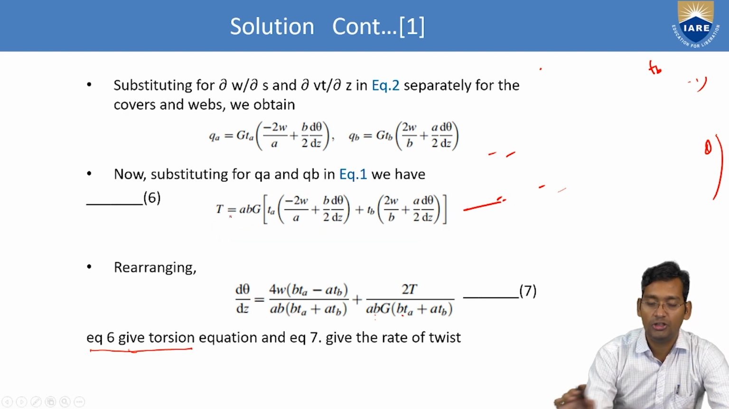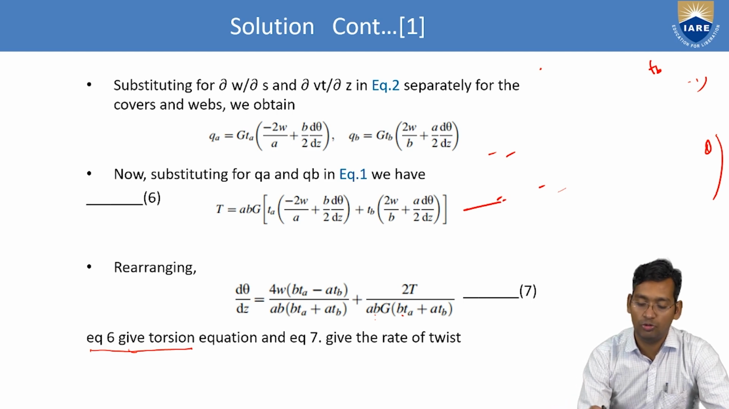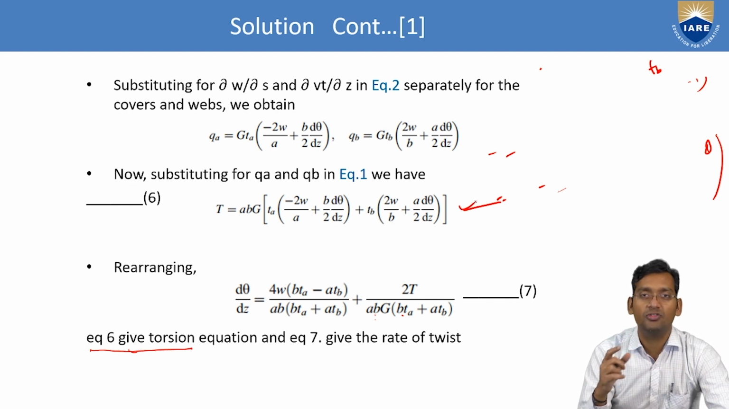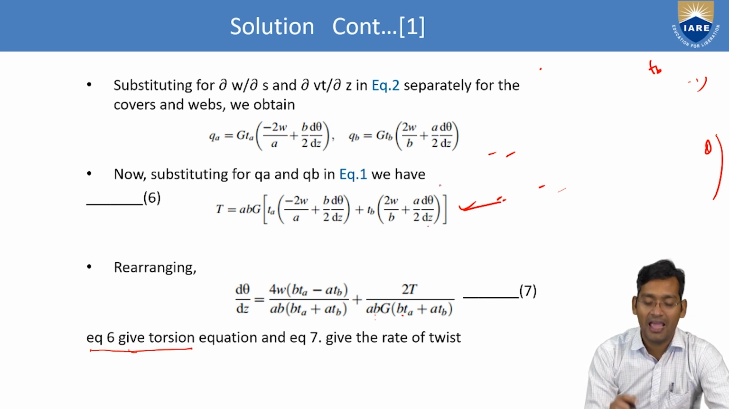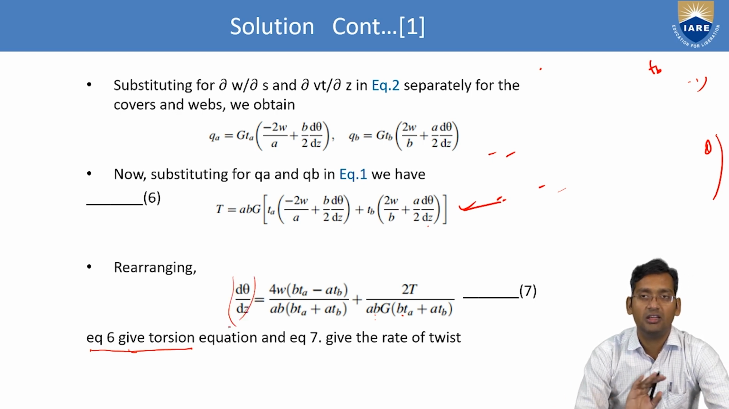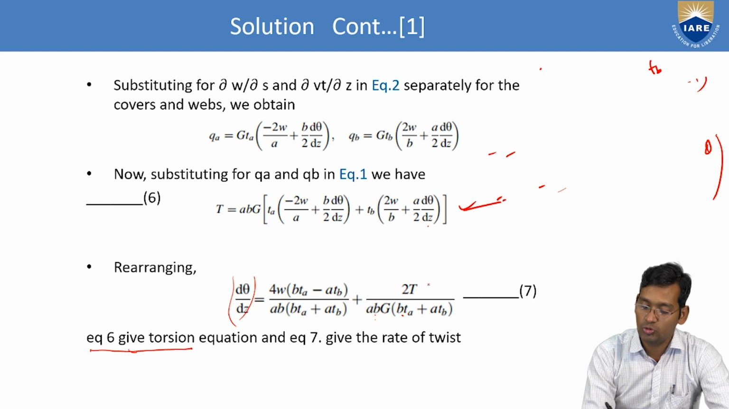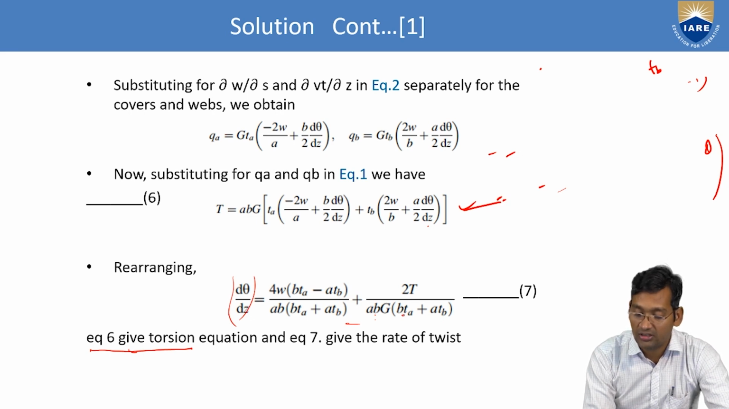So the torsion equation is: T equals ABG whole into TA into minus 2W by A plus B by 2 into d theta by dz, plus TB into 2W by B plus A d theta by 2z. This is the torque equation. Once we know the torque, we can find d theta by dz by rearranging: take d theta by dz on one side and the remaining on the other side. After that you will get d theta by dz as 4w into b ta minus a tb by ab into bta plus atb, plus 2t by abg into b into ta plus a into tb. Here, note that these are subscripts TA and TB, don't write them like that.